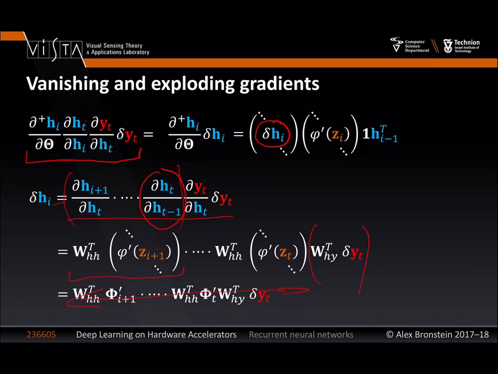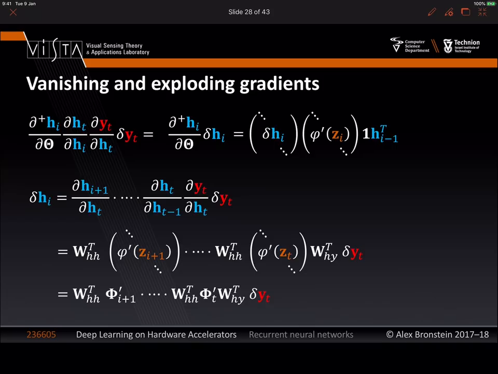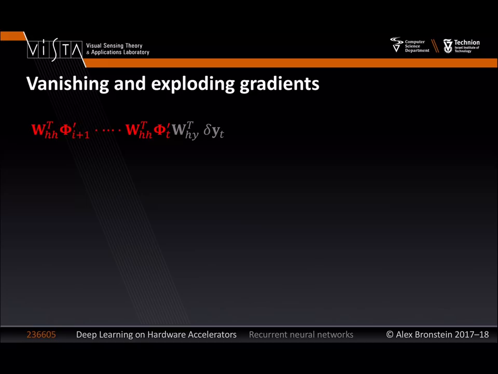So I will just call this diagonal matrix of the derivatives phi prime with a time index. So it's phi i plus 1 prime until phi t prime. Okay, and the matrix WHH transpose remains the same. It doesn't depend on the particular point because it's the gradient of a linear transformation. Okay, so let's have a careful look at this expression. I particularly care about what I highlighted here.